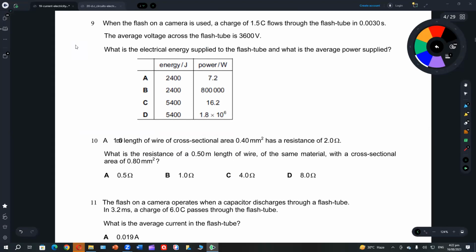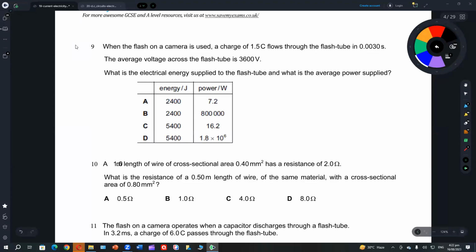When the flash on a camera is used, a charge of 1.5 coulomb flows through the flash tube in this much time. The average voltage across the flash tube is 3600 volt. What is the electrical energy? Now, I think, you have not done this formula, but anyway, you are going to do this formula with me in the coming one or two classes. This is Q. This is T. This is V. Now, let's have a formula working. Energy is equal to Q into V and power is equal to QV upon T.